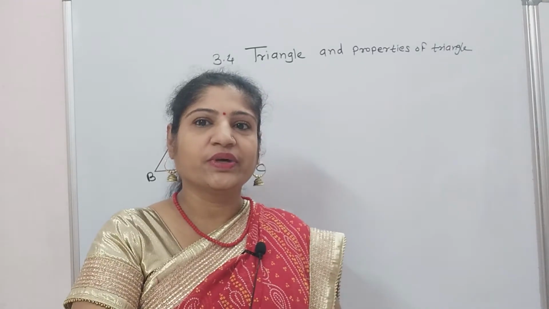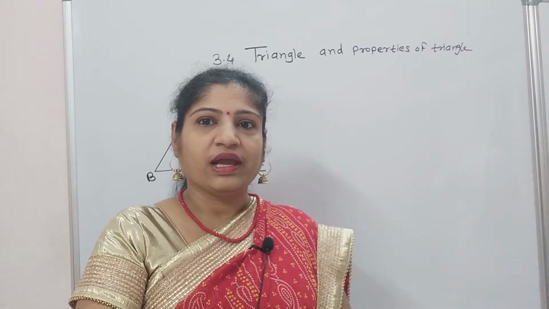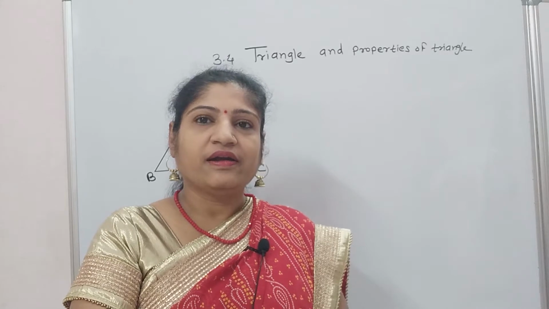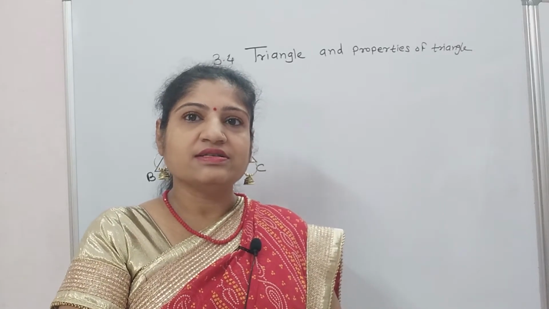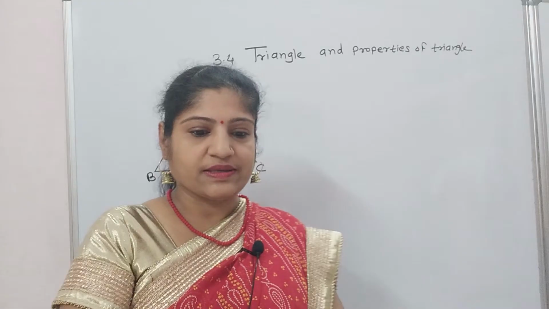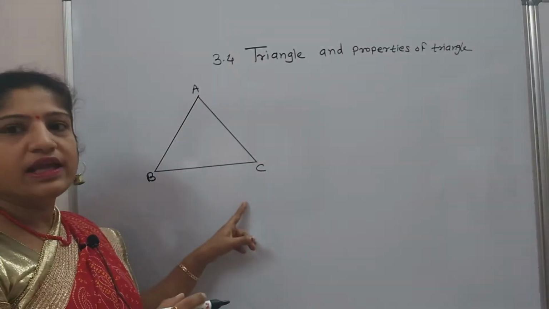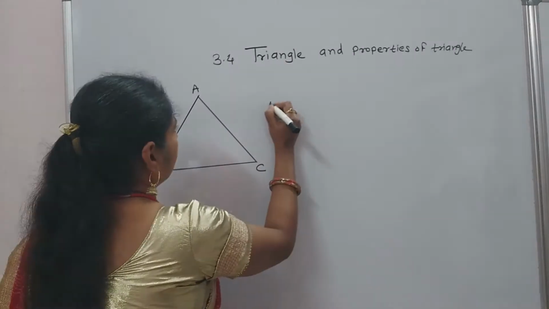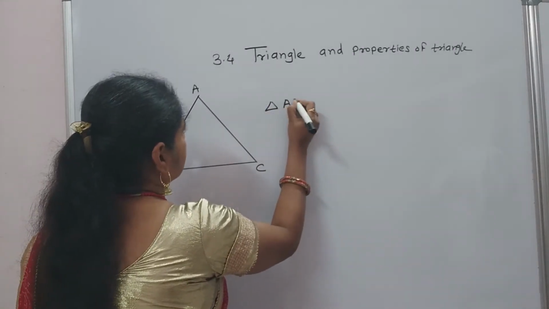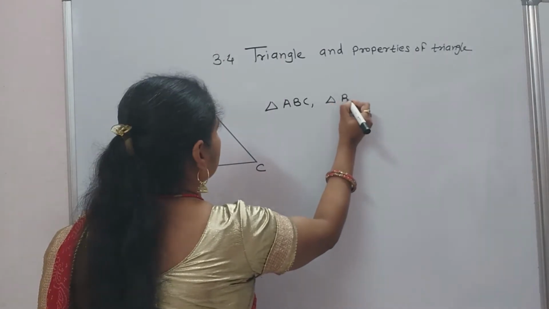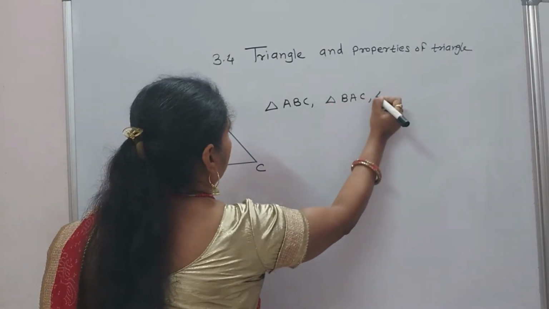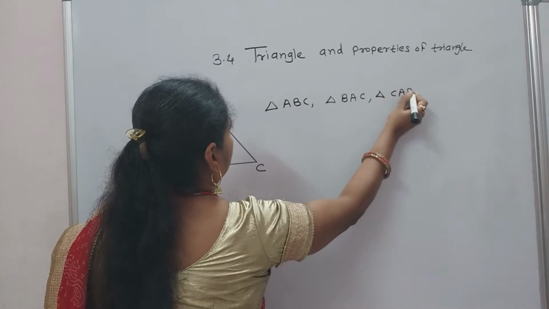Hello student, today's topic is triangle. What is meant by triangle? Triangle is a closed figure formed by three angles, three sides, three vertices. This is the triangle ABC. The name of the triangle may be written as triangle ABC, or starting with B, triangle BAC, or triangle CAB.